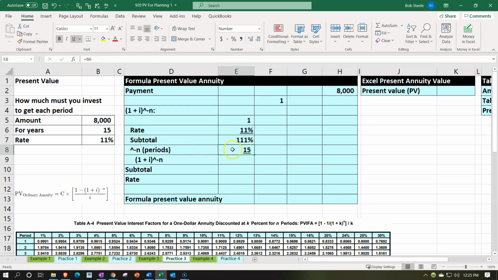Then I'm going to pull that answer into the outer column so that I have the 1 up top, 1 minus this to the power of n. And then I'll do that subcalculation in this column. So I'm going to say this is going to be equal to the 111% to the power, shift 6, of 15. Then I'm going to add some decimals: home tab, numbers, add some decimals. So there we have that.